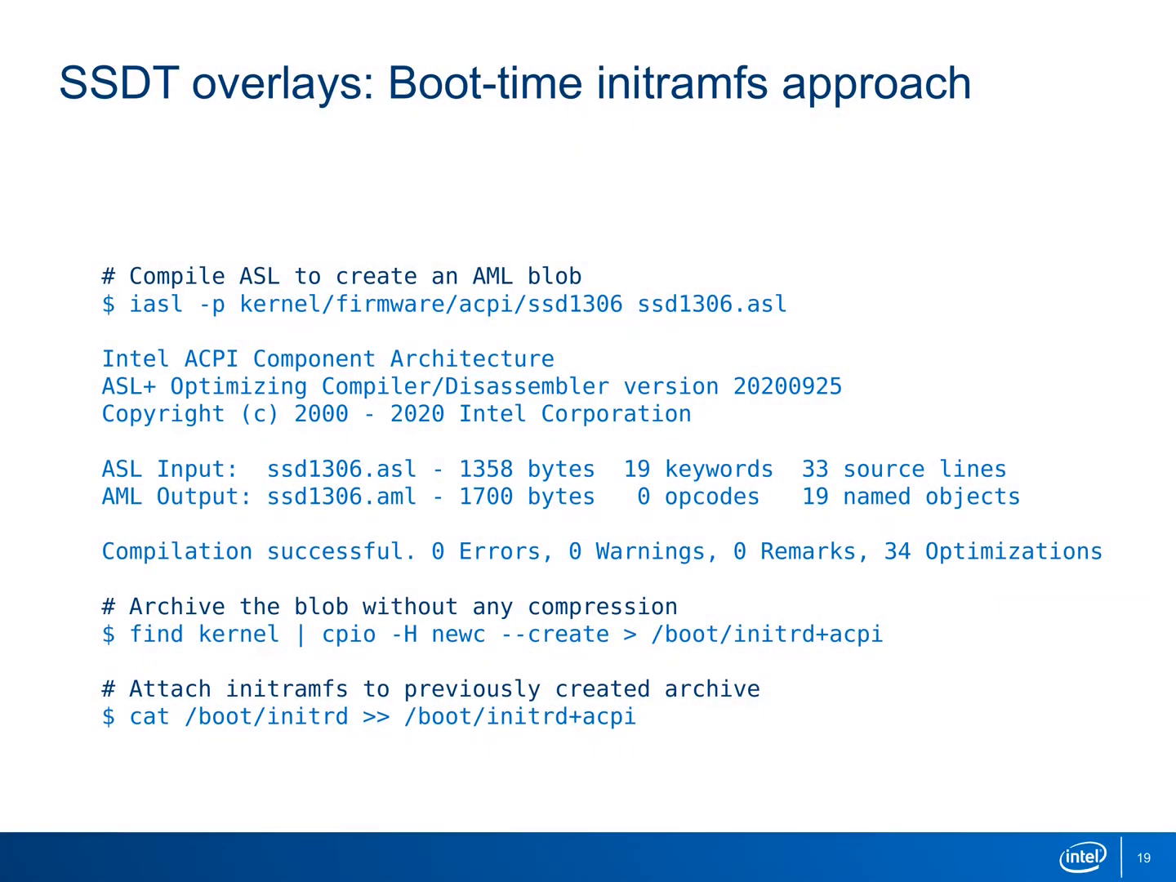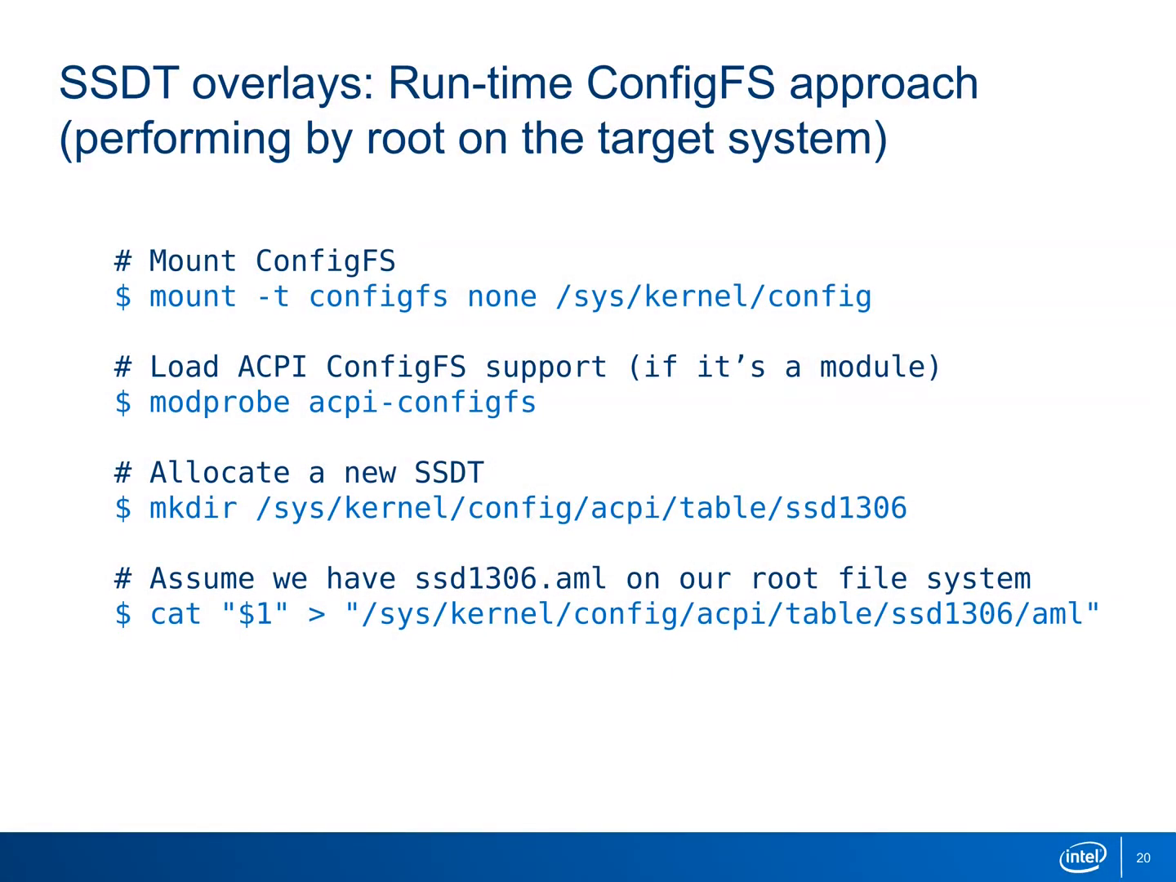The easiest way to load the SSDT at boot time is to attach it to the initramfs image. First of all, compile the ASL to produce an AML. Then archive it and attach the existing initramfs to it. Note that the uncompressed part should go first in the resulting blob. The very same compiled AML can be loaded via configfs, as can be seen during the demo session.